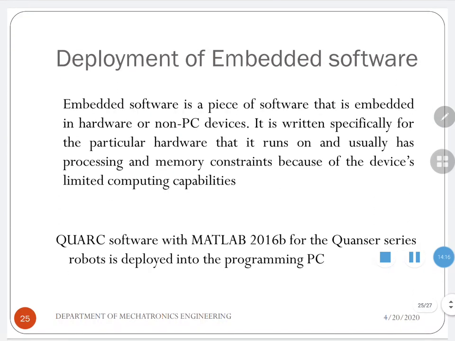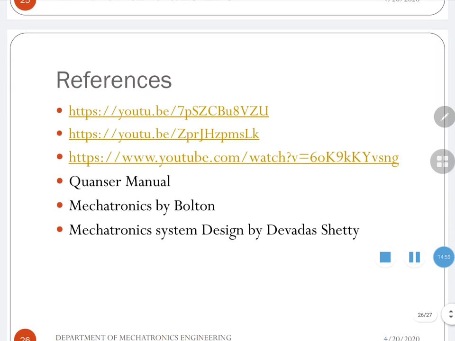So this is the deployment of embedded software. As I said, embedded software is a piece of software that is embedded in hardware or non-PC devices. It is written specifically for the particular hardware that it runs on, and usually has processing and memory constraints because of the device's limited computing capabilities. In this system, Quarc software is used with MATLAB 2016b for Quanser series, and is deployed into the programming PC.